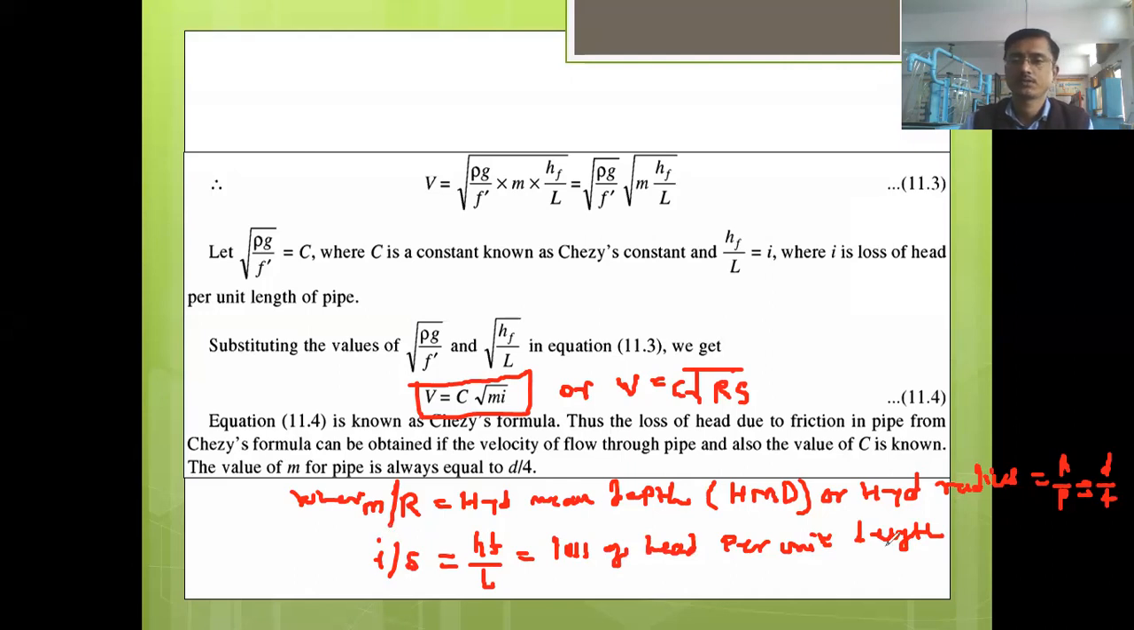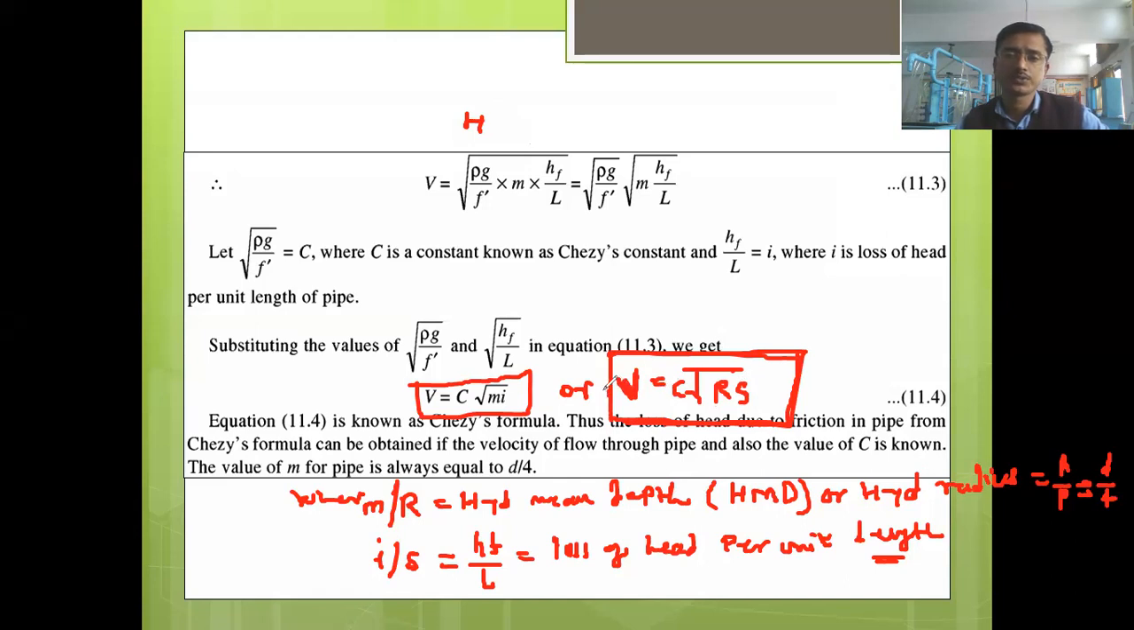Is it over? See, by seeing this equation, V is equal to C into under root of mi, or V is equal to C into under root of Rs, the question may come in your mind. Some of the students may think that we are writing here the equation for loss of head or head loss due to friction. But if you see this equation, you will not observe loss of head anywhere. This equation is for velocity, V is equal to C into under root of Rs, right? Then how are we going to find out this head loss?